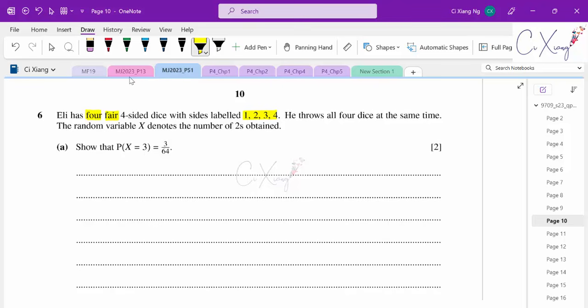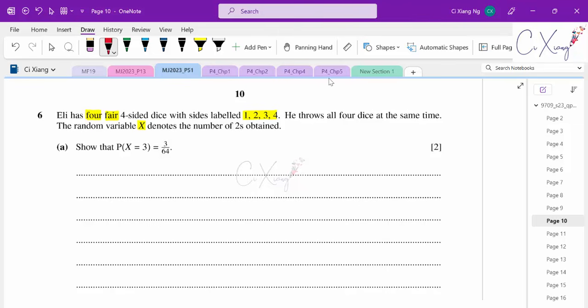Right? He throws all the 4 dice at the same time. Okay, the random variable x denotes the number of 2s obtained. So show that the probability that the number of 2s obtained equals 3 is this value. Okay, so for this question, maybe before we start calculating the probability, you can try to observe and see what kind of method we can use, and whether this question belongs to any distribution or not.